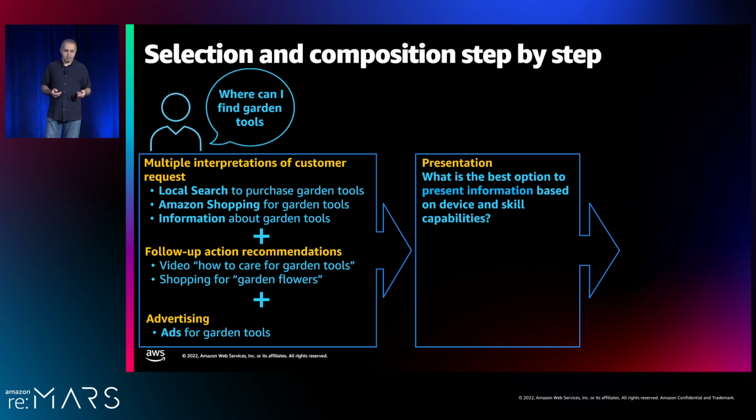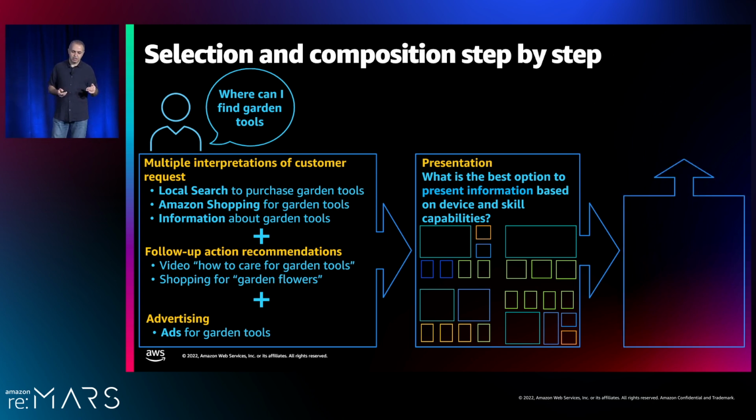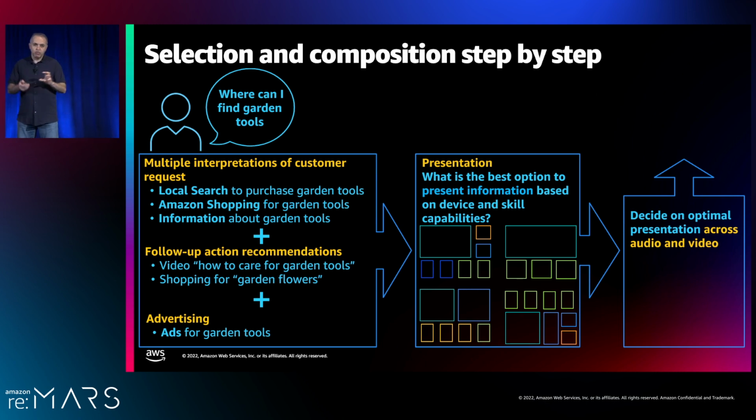So there's the presentation part. What is the best option to present information on these devices? And also the skill capabilities, what skills can do. These are different layouts that we can do. How do we present the information? Do we present 6 or 3 or 5? And what are the sizes of these tiles? So that's an optimization problem, and we solved that as well. We decide on the shortlist of candidates that we need to choose from, and how we present this information in an optimal layout.